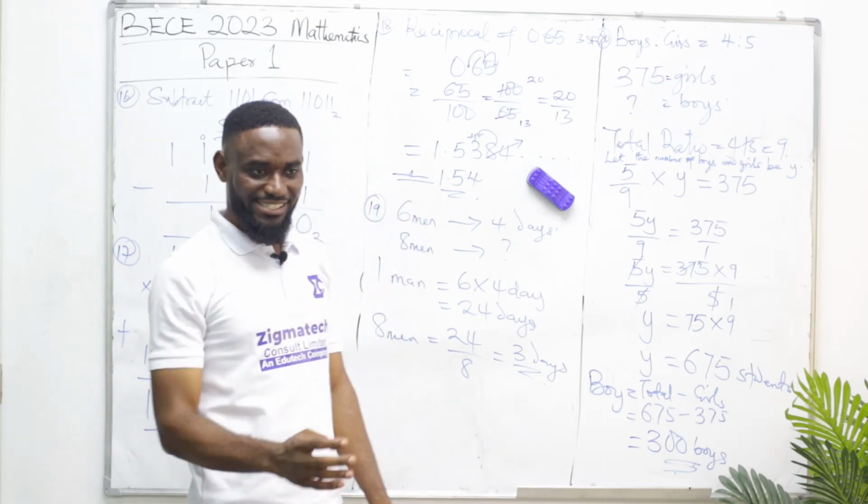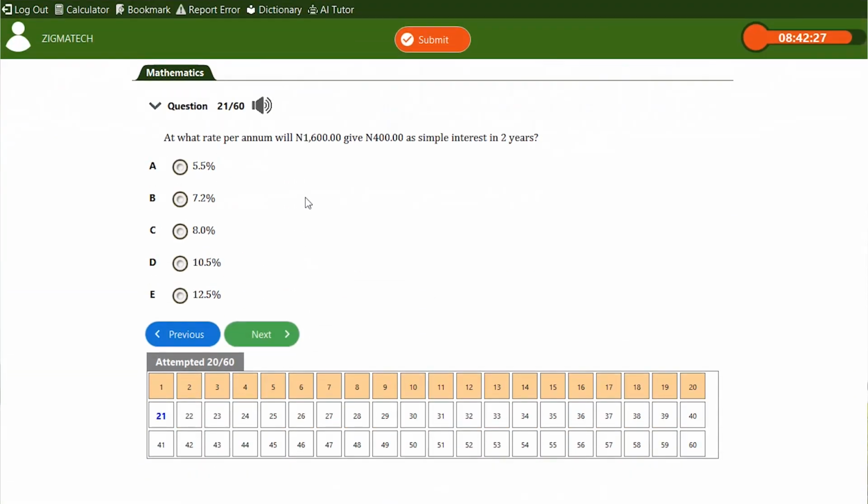21. At what rate per annum will 1,600 naira give 400 naira as a simple interest in 2 years? Okay, so let's look at that. So that is a simple interest question. You can also go back to what we did in this class on simple interest. We did simple interest, we did compound interest. We know how to get compound interest from simple interest and all that. All right, so let's look at simple interest now.